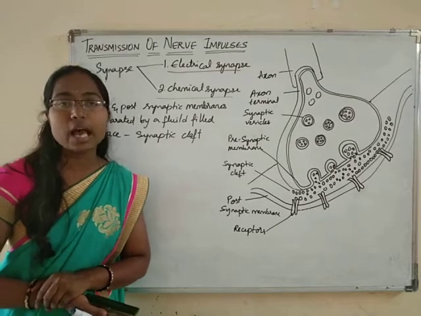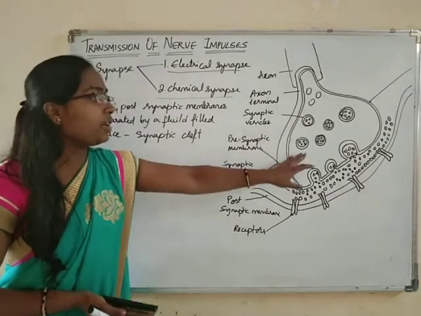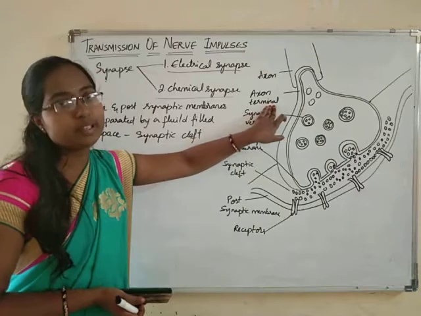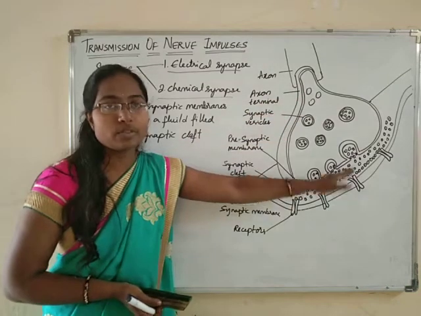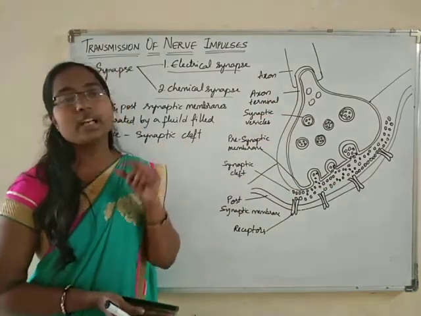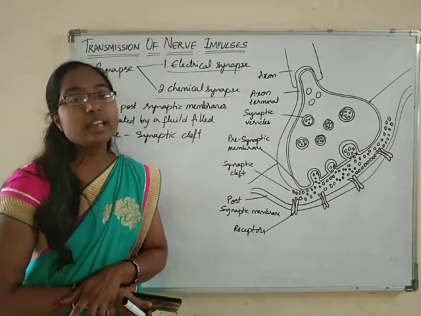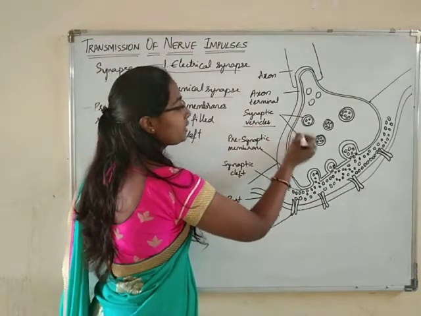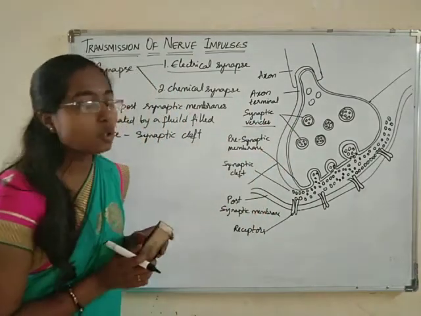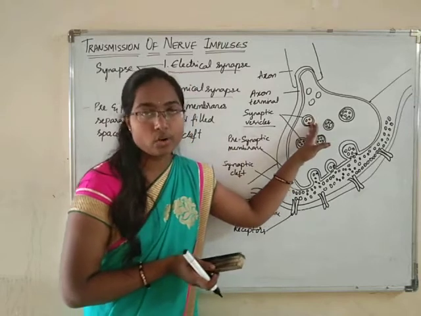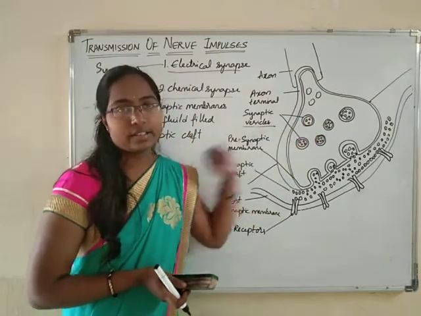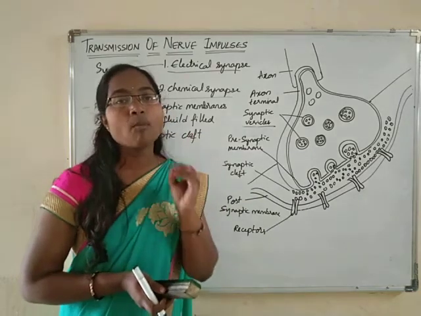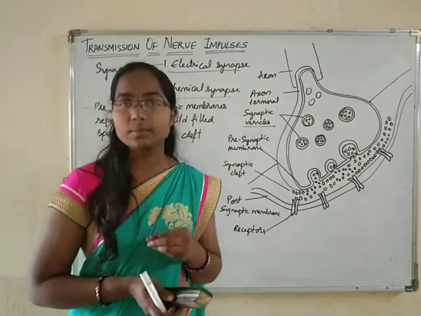In the chemical synapse, this is the axon terminal of the presynaptic neuron. In the axon terminal of the presynaptic neuron, there are synaptic vesicles. You can see the synaptic vesicles. And these synaptic vesicles contain chemical signaling molecules called neurotransmitters.